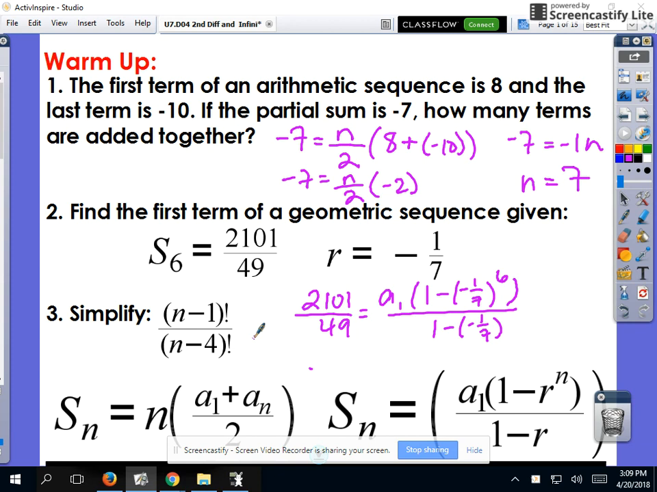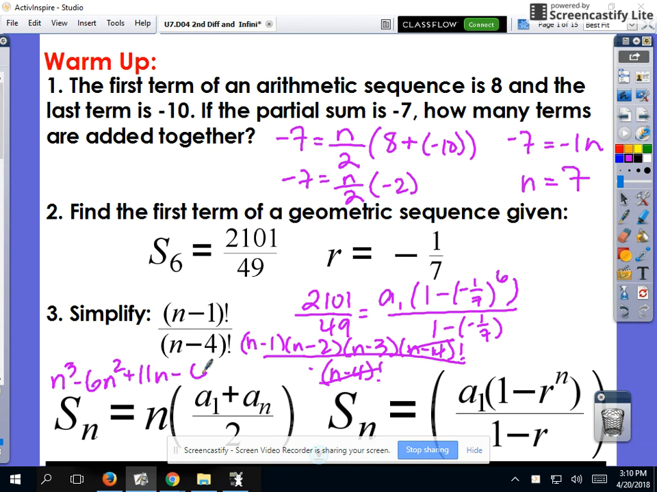Okay, so let's jump into number 3, and that one is in the denominator. We have things that are smaller, right? N minus 4, if we do factorials, we don't get to n minus 1. We want them to match. So it's n minus 1, n minus 2, n minus 3, and then n minus 4 factorial is what we have on the bottom. So we can cancel those. And when you multiply this out, it should be n cubed minus 6n squared plus 11n minus 6.